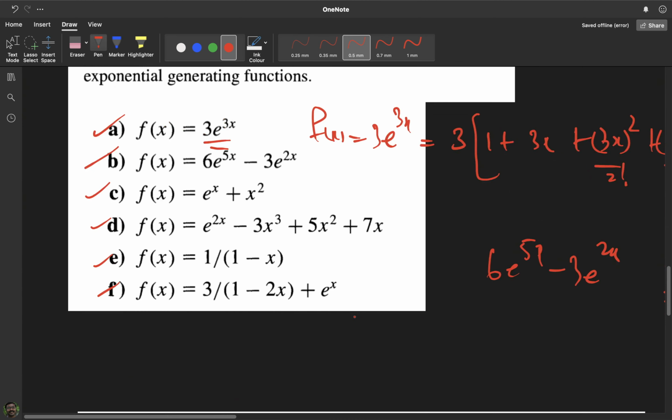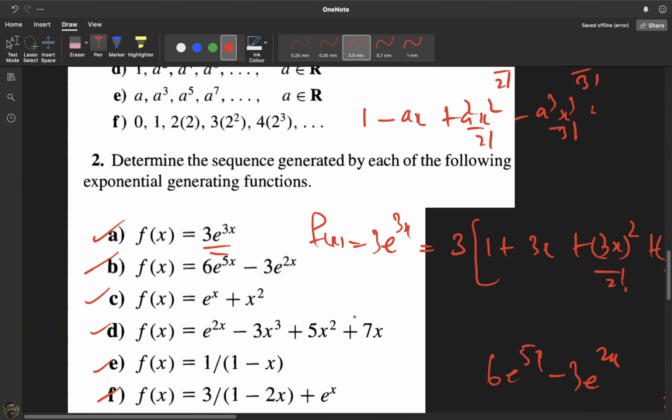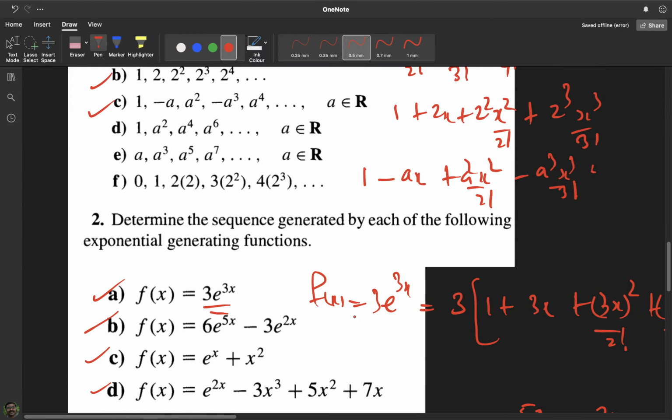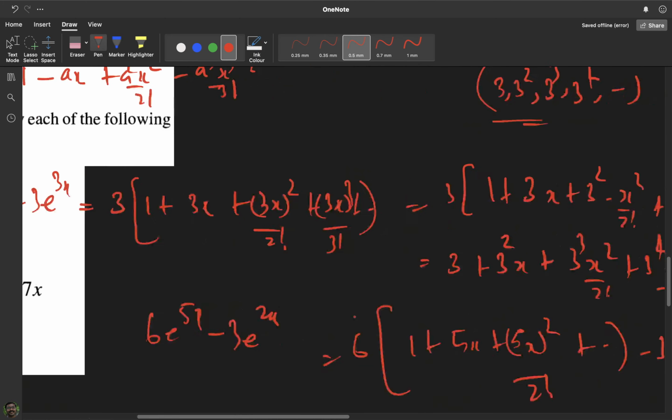Okay, so you can try these problems. They can ask you to determine the sequence generated by each of these following generating functions. So I hope it is clear. Now let us do some problems.